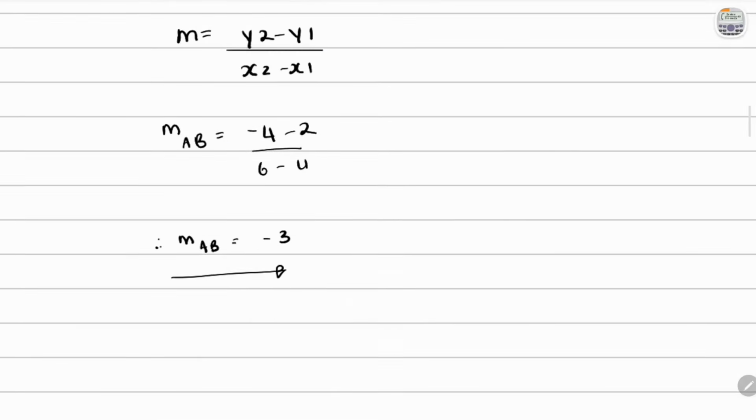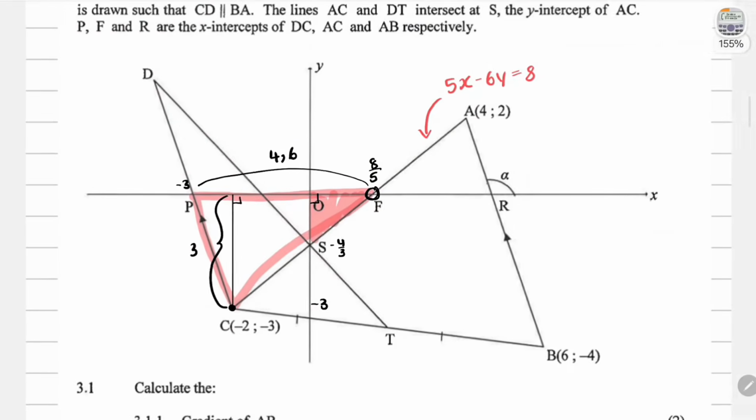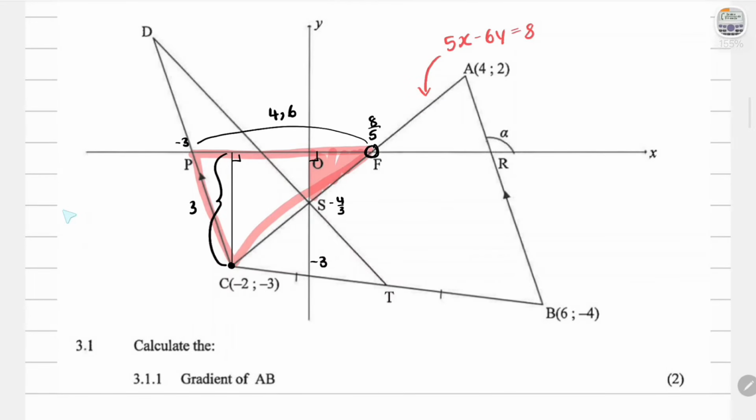And so how the area is going to work in a nutshell is like this. To find the area of POSC, we are going to take the area of the larger triangle, so the area of triangle CFP, minus the area of the smaller triangle, this triangle SFO, and that's how we're going to find it.